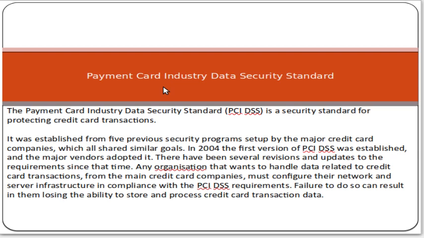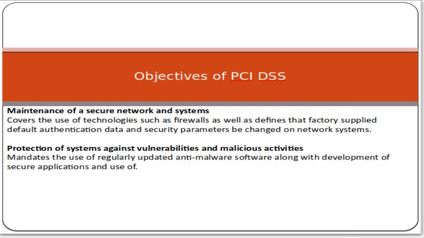Basically, friends, to secure credit card transactions, we have established a mechanism, security standards, which are called PCI DSS, or Payment Card Industry Data Security Standards. So to process credit card transactions, we must follow these security standards. Now, what is the objective of the PCI DSS?